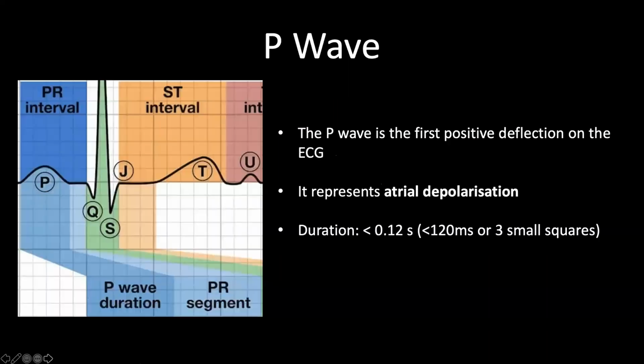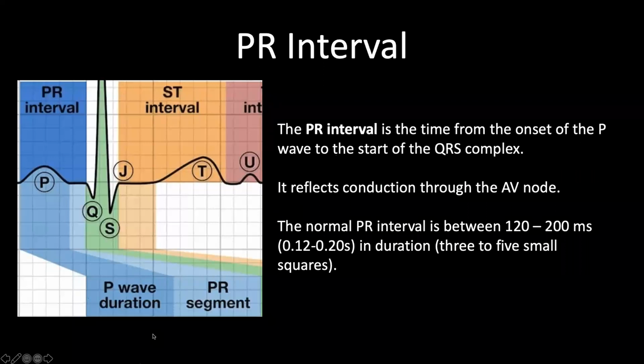So the P wave. So the P wave is the first positive deflection on the ECG, and it represents atrial depolarization. And typically the duration is less than 0.12 seconds. When you think of the P wave, often one of the arrhythmias that is most associated with the P wave, or absence of P waves, is atrial fibrillation, and this will be one of the things that I'll be talking about next week. So that's the P wave. The next thing is the PR interval.